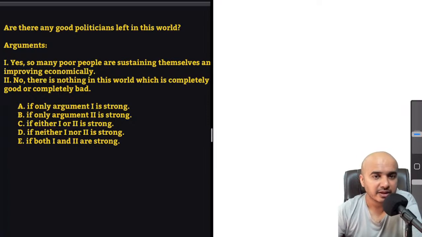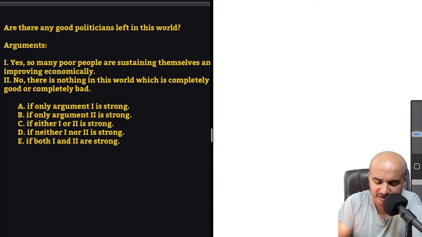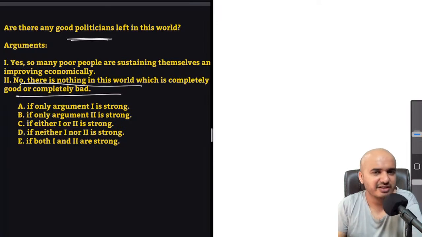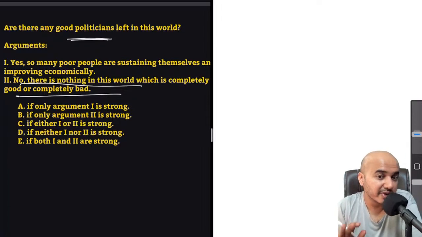Obviously not. Then the second argument says, no, there is nothing in this world which is completely good or completely bad. Again, it doesn't make sense. It's very vague. This is a very pinpointed statement about politicians, whereas this is a philosophical statement wherein they say there is nothing completely bad or completely good. Therefore, we can easily say none of these two arguments actually make sense.